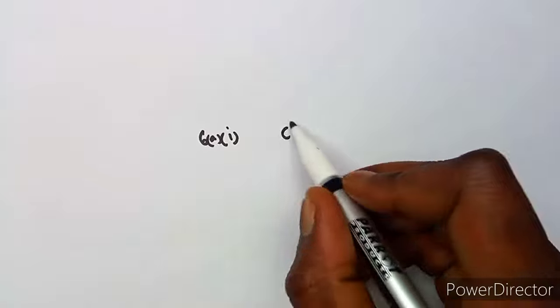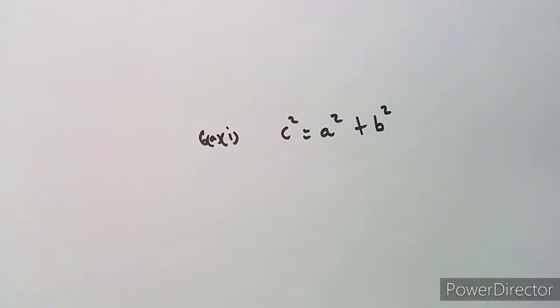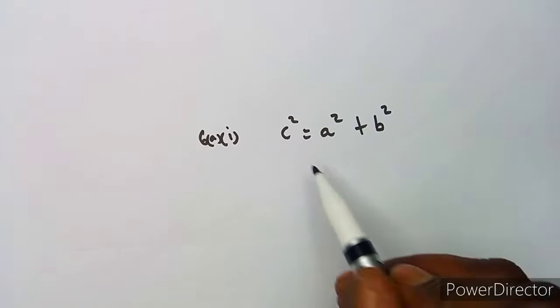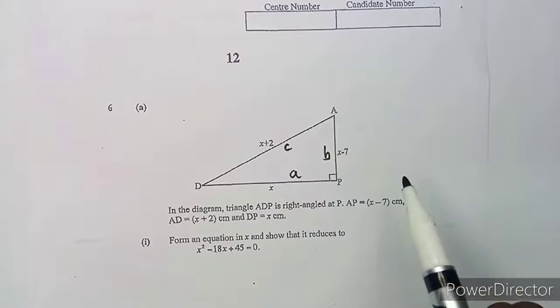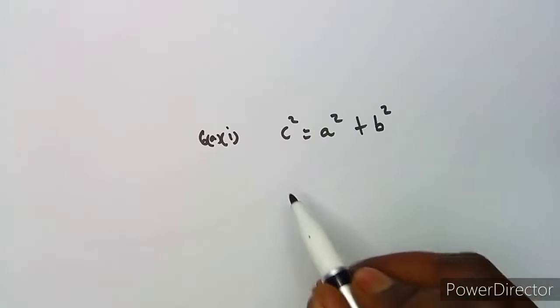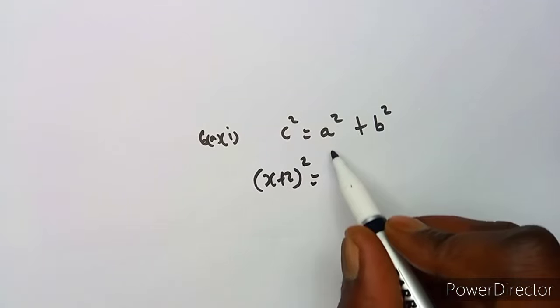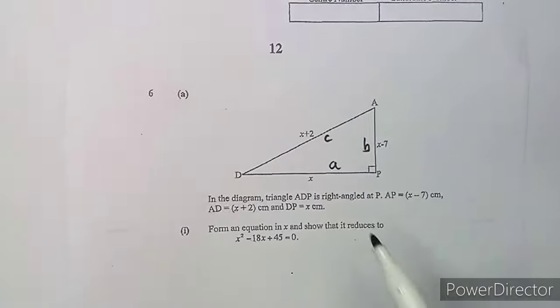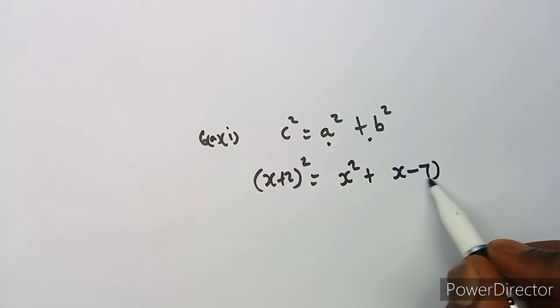Okay, let us try to play around our Pythagoras theorem. So if C squared is equal to A squared plus B squared, where we are simply talking of the hypotenuse in this case, which is x plus what? Which is x plus 2. So I'm simply saying (x + 2) squared, that is your hypotenuse, equals, go to the shorter sides, which is A and B, which is x and x minus 7. So we shall have x squared plus (x - 7) squared.